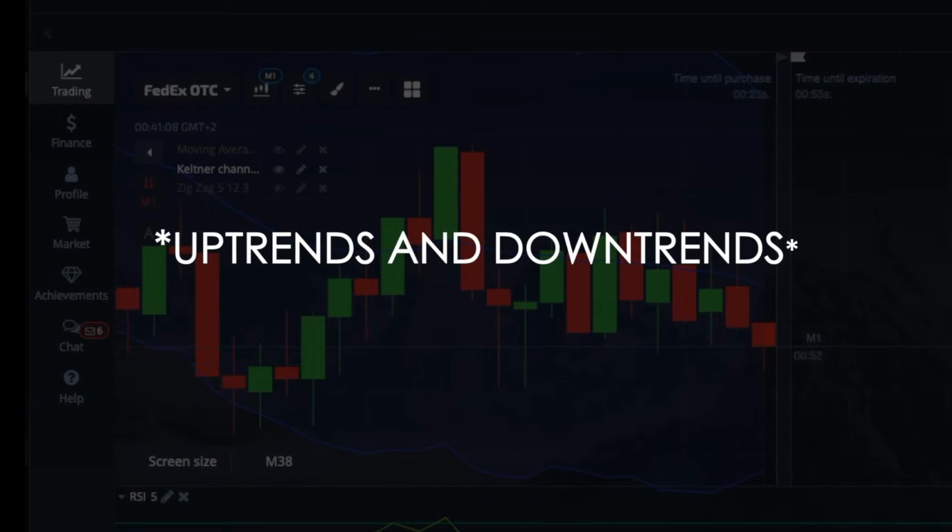Look for uptrends and downtrends. This is probably one of the safest things that you can do. Whatever pair or stock you're trying to make a trade on, if you're going to go through them, look for uptrends and downtrends. You will see the setups that I mentioned in my ebook in an uptrend or a downtrend. When you're going through your stocks and your pairs, look for uptrends and downtrends. It just makes it so much easier.